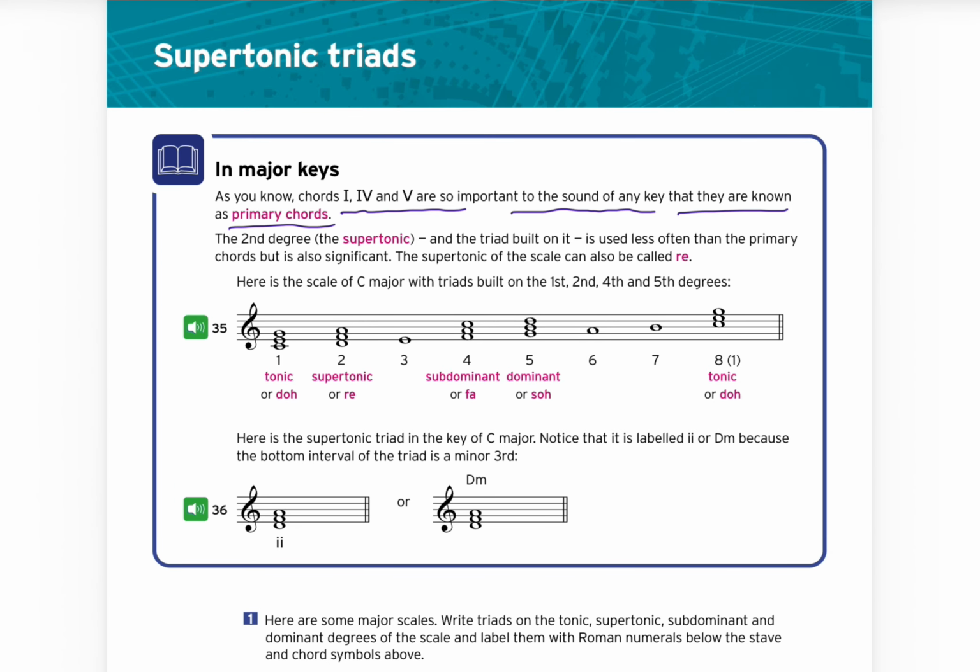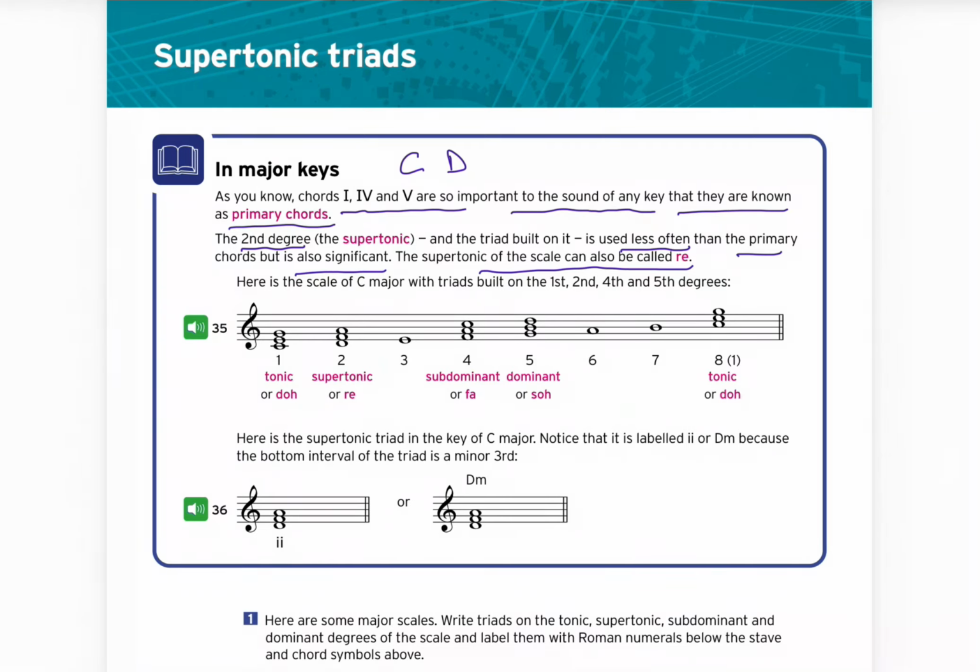Now the second degree, that means if you're in the C major scale, then D is your second degree, called supertonic. The triad built on it is used less often than the primary chords, but it is also significant. It can be called re.